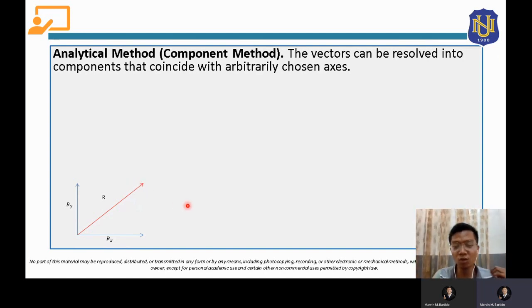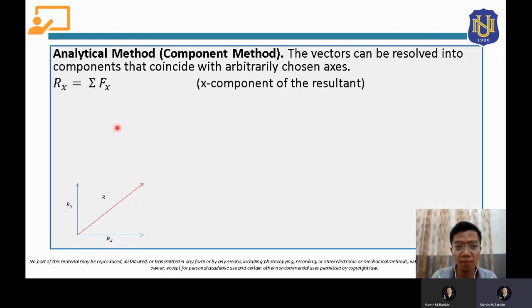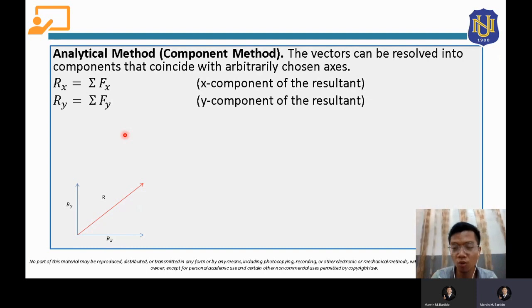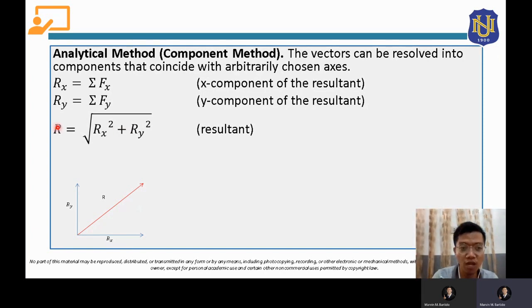Okay, so what we're going to do here in the component method is sum up all the vertical components of forces and all the horizontal components of the forces in the system. So this will be our formula: R is equal to the square root of Rx squared plus Ry squared. So R will be your resultant.